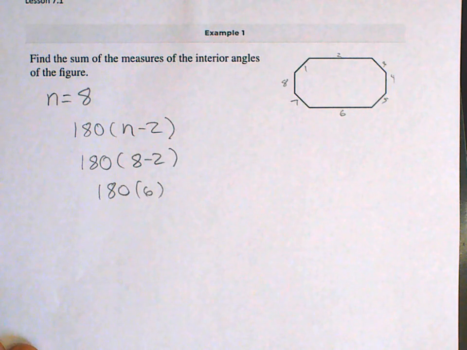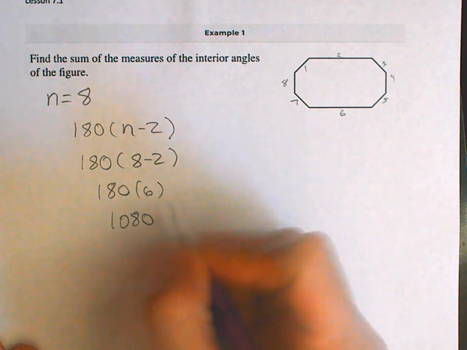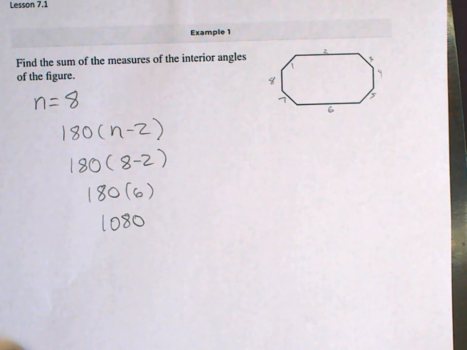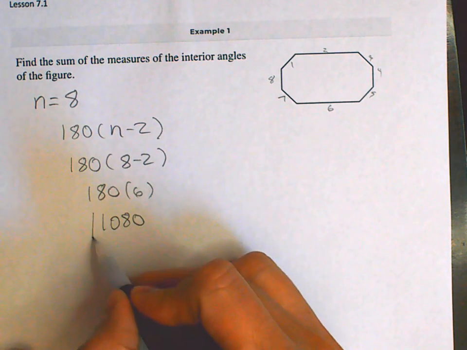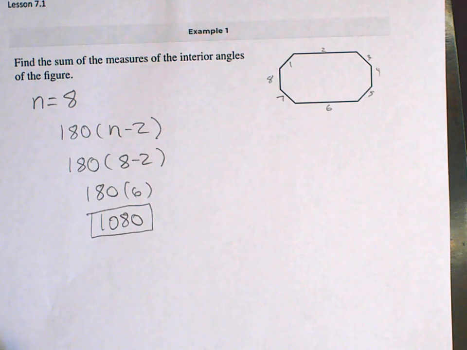So you have your calculator handy. If you want to multiply this in your head, go for it. So the sum of the angles in this polygon is 1080 degrees. So if I were to add up all these angles right here, you would get 1080 degrees. All right, that's example number 1. Let's look at example number 2.